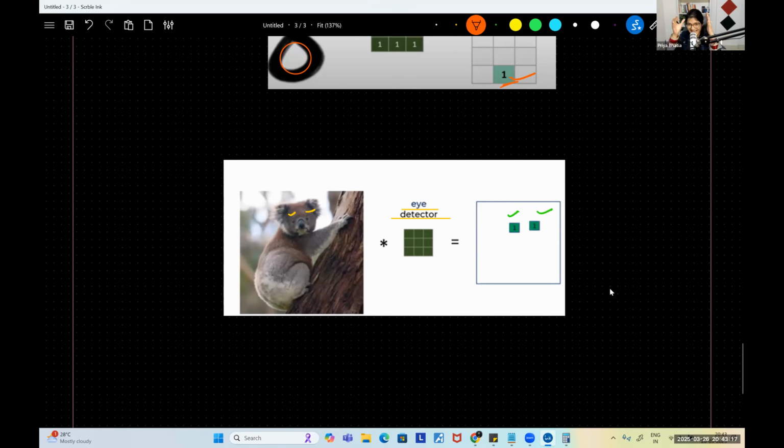It will scan the entire image, apply the filter corresponding to that, and will give you one on that specific position where that specific location which you want to detect is available. That's the whole point. Is this clear to everyone?